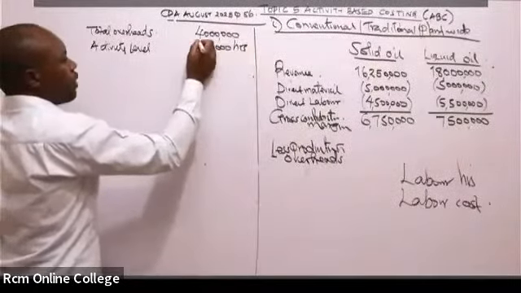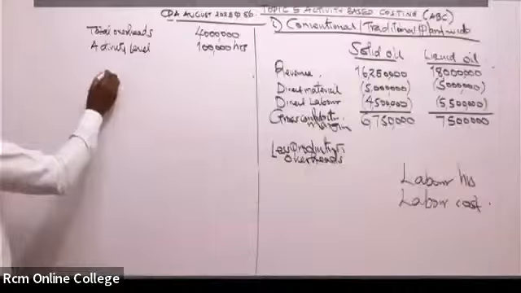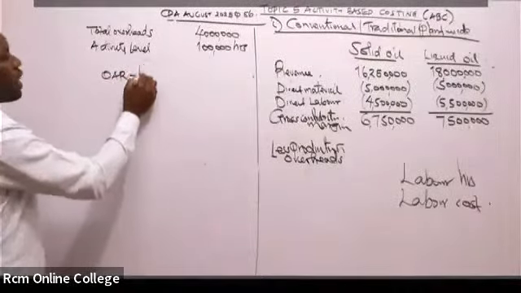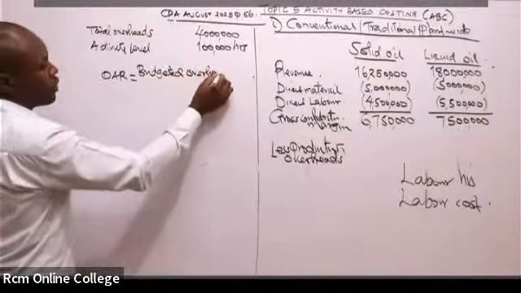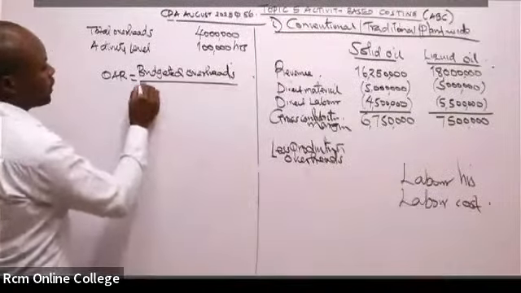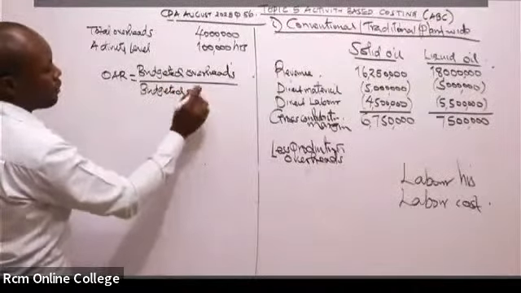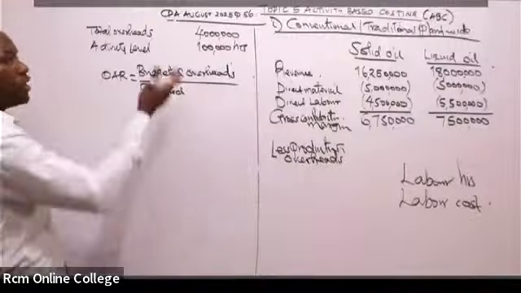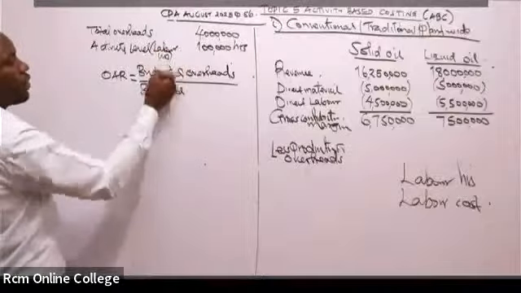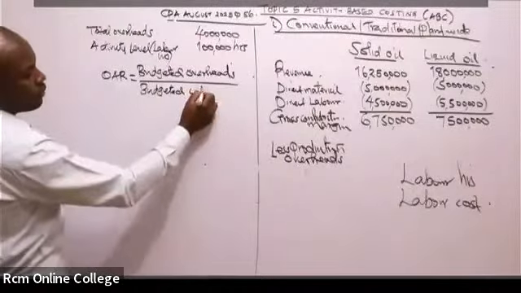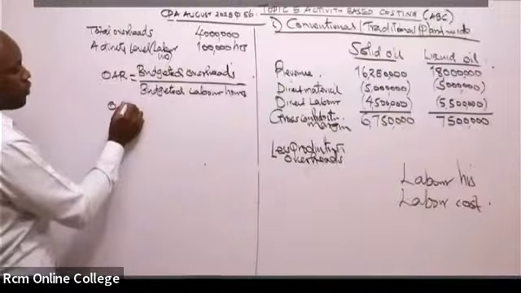100,000 hours. When you are addressing topic number 4, we did something about overhead absorption rate. Are you able to recall? It is budgeted overheads divided by budgeted activity level. But now we are specific. We know the activity level. It is dependent on labor hours. That is the cost driver. So budgeted labor hours, right?